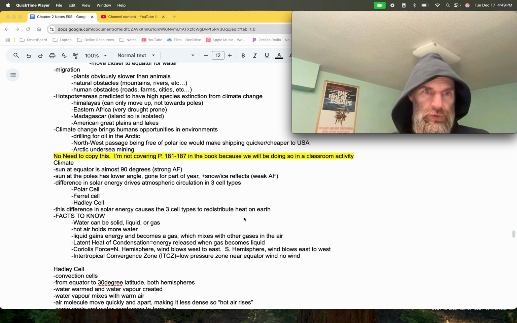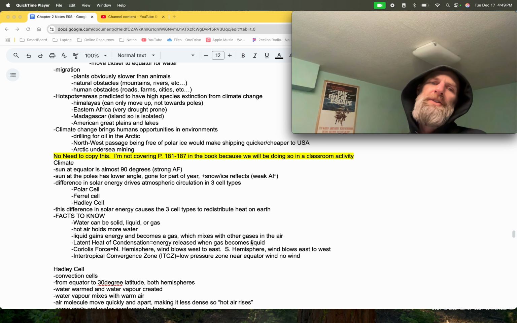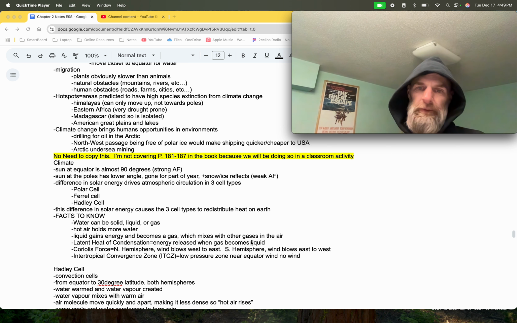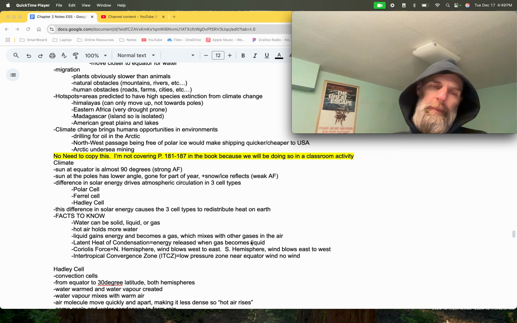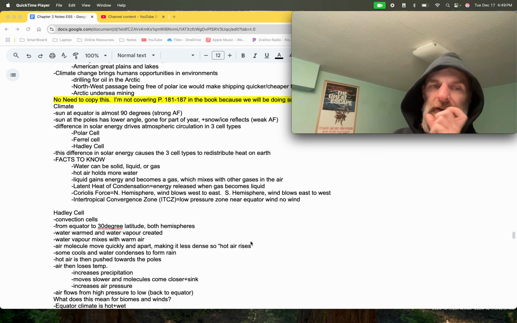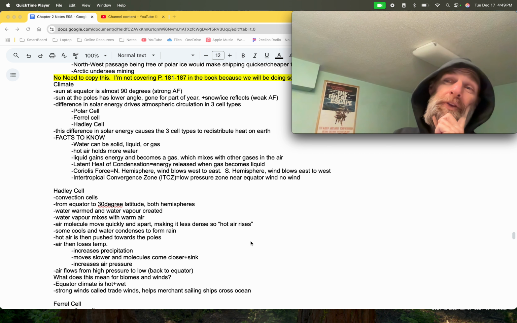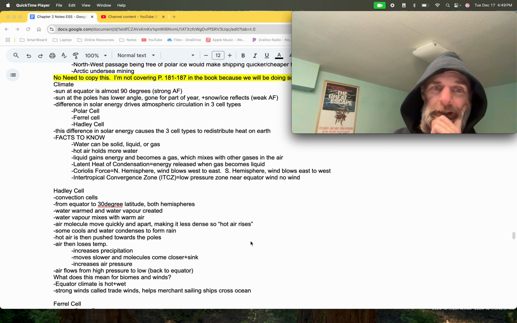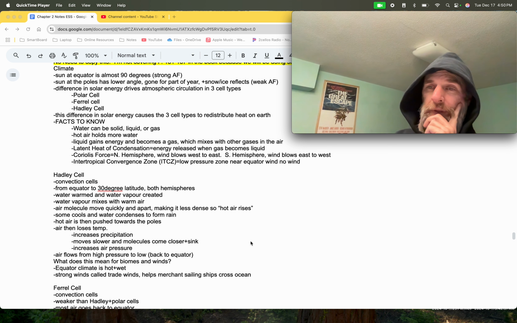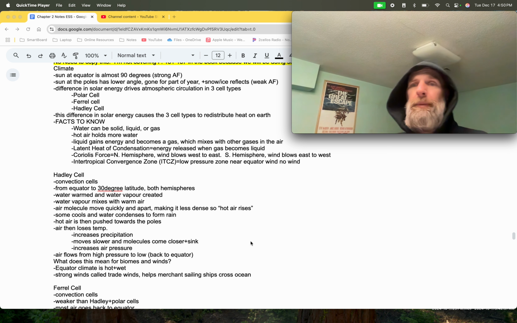Where was I? Oh yeah, Intertropical Convergence Zone, ITCZ. So low pressure zone near the equator, wind, no wind. So, Hadley cells. Let's get into them a little bit. So they're convection cells, from the equator to 30 degrees. So they're basically 1/3 of the globe, both hemispheres. So, yep. Water is warmed and water vapor created.